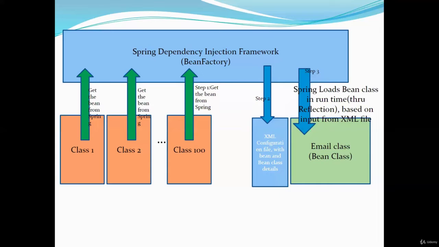In case there are any changes in the email class, or you want to change the email class itself, it is very simple: just go and change the XML file. You need not go and change the source code of class 1 to 100. So using dependency injection, we can make sure that the source code changes are minimal to zero, thereby avoiding the tight dependency.